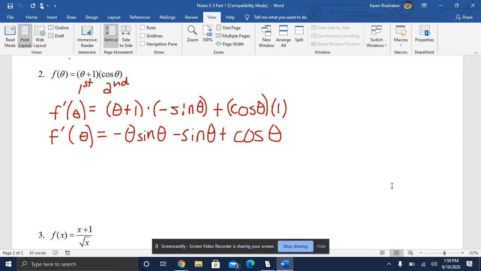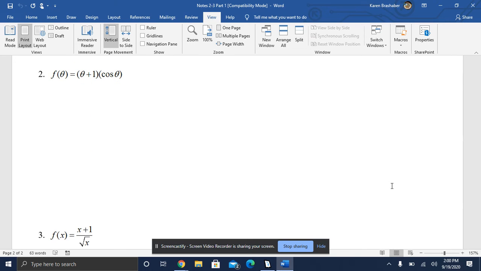So there is your product rule for a trig function, but something that you just cannot get rid of, the multiplication. So you have to keep it. Okay, I'm going to move on to your third one. And for this one, I'm going to illustrate the quotient rule.